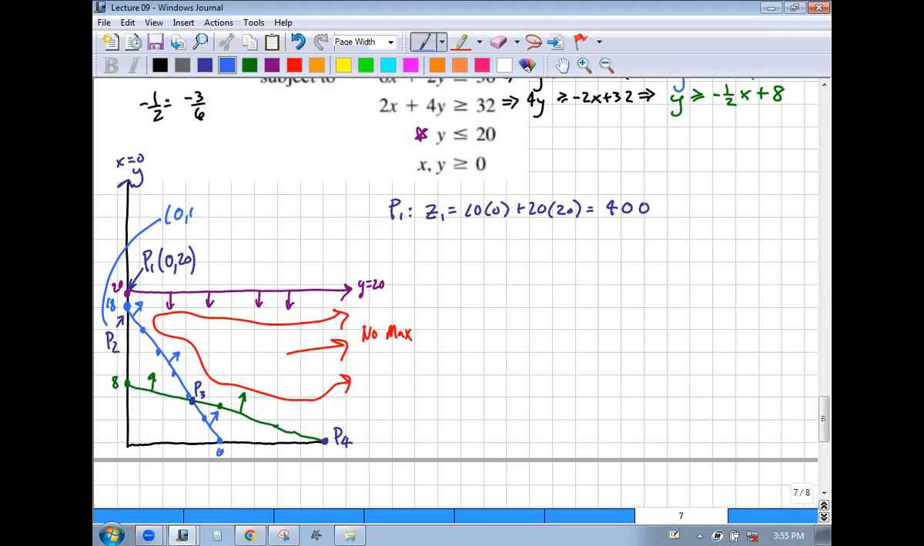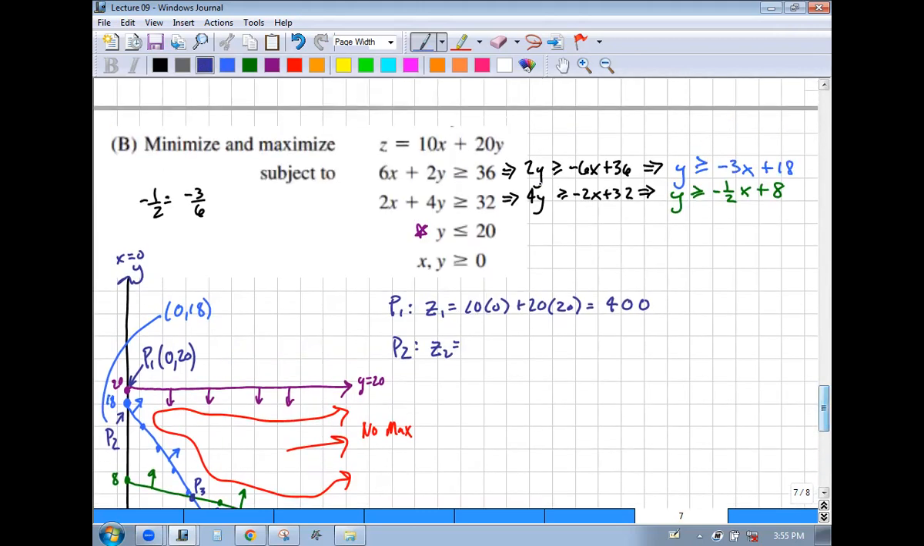So let's see what Z is there. 0, 18. Well, here's our Z value. So we replace X with 0 and Y with 18. 2 times 18 is 36, and then we have a 0, so this would be 360. All right, so P2, we already know there's no maximum, but this tells us that P1 is not a minimum because P2 is smaller.